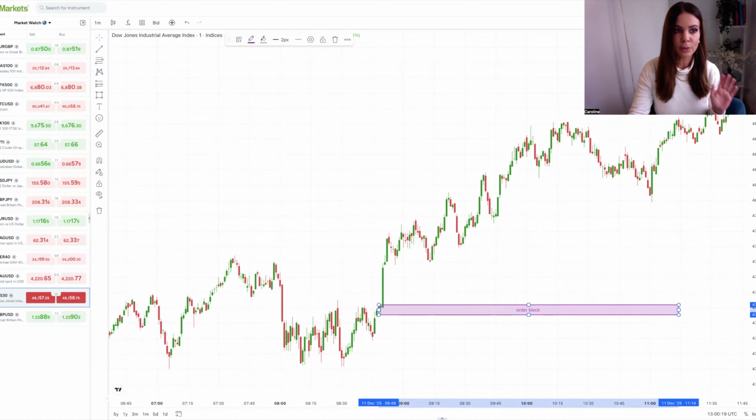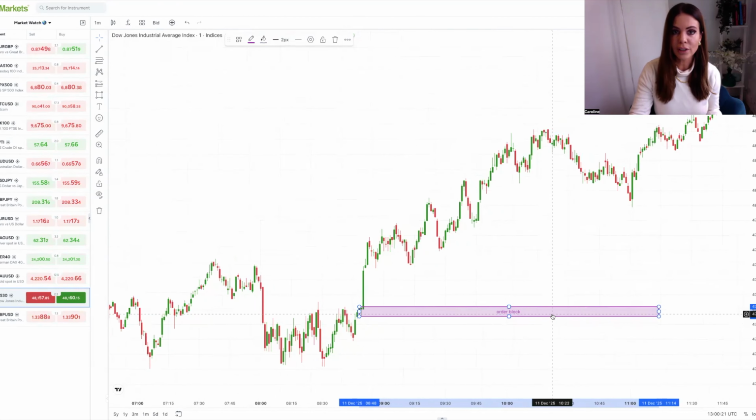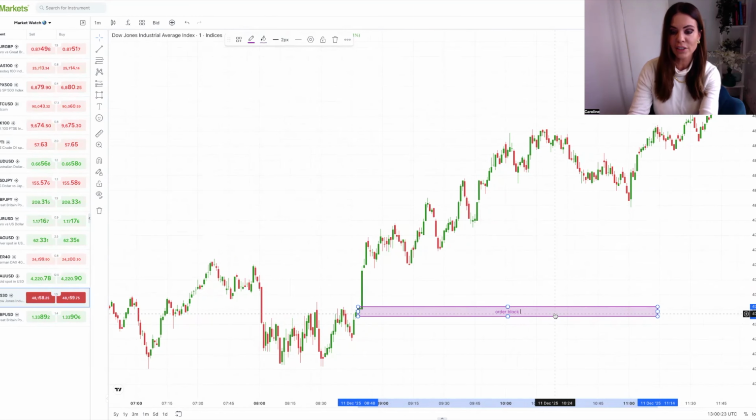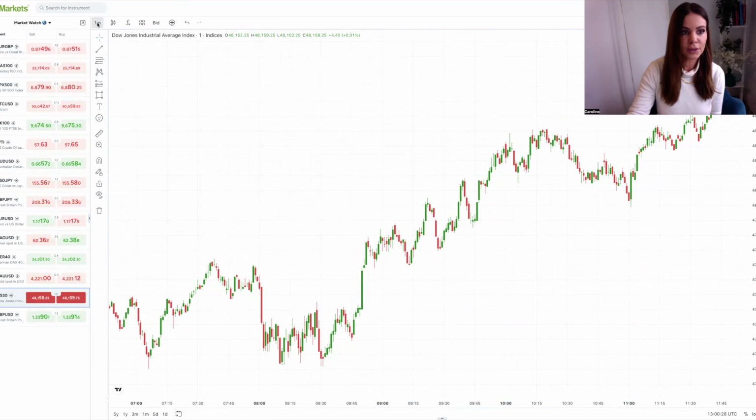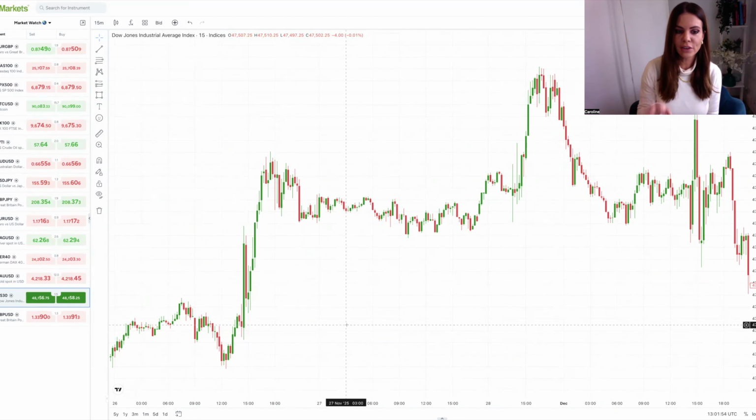Now, just to make a point, we are on the 1 minute chart now, but you can actually do order blocks on different time frames as well. So I'm just going to get rid of this one for now, and let's just go to the 15 minute. So we're just on the 15-minute chart here.